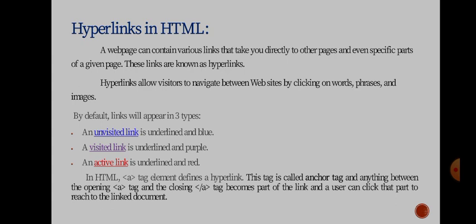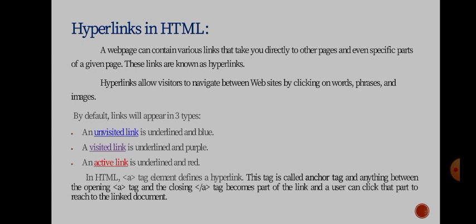Sometimes, when you search for a topic in websites and you open the web page, you can see a particular text underlined in blue color. This text is called a hyperlink. Once you click the link, it will redirect to the topic or web page. Hyperlinks allow visitors to navigate between websites by clicking on words, phrases, and images. Thus, you can create hyperlinks using text or images available on a web page.